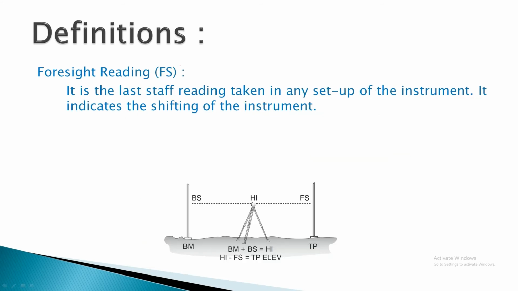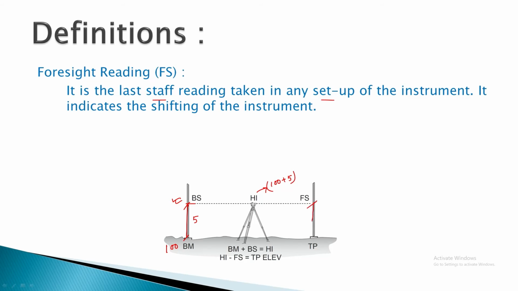So what is the foresight reading? It is the last staff reading taken at any setup of the instrument, and it indicates the shifting of the instrument. The backside reading, as I already told, is the initial first staff reading. Considering this one is the benchmark, we have assumed the value 100, and assume the backside reading value is 5. So the height of instrument becomes 100 plus 5, right? Now the foresight reading: you can see this is the last staff reading at any setup of the instrument.